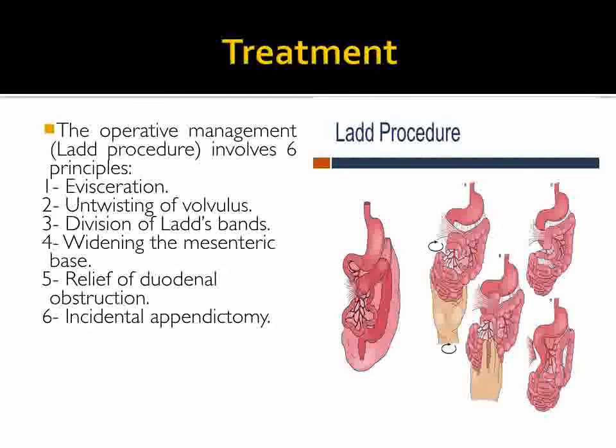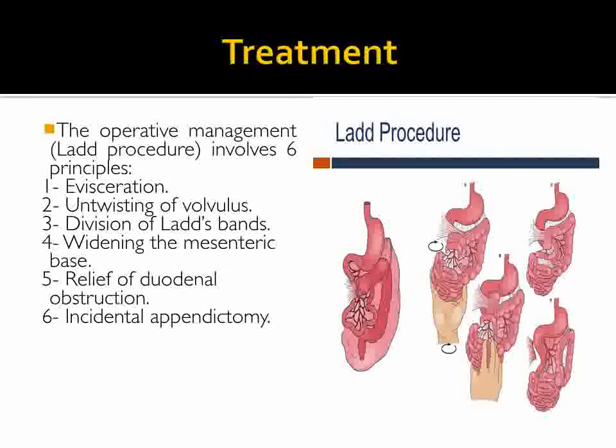The first step is evisceration, meaning that we will take the loops outside of the abdomen to explore them, and then we will do untwisting of the volvulus, meaning that we will detort the intestine. The intestine is rotated around its mesentery. We will do detortion of the intestine. So we will do untwisting of the volvulus. After that, we will do division of the Ladd's bands. And as was said, Ladd's bands are congenital bands that pass from the cecum to the lateral abdominal wall, crossing over the duodenum. These bands may obstruct the duodenum, and so we have to divide these Ladd's bands.